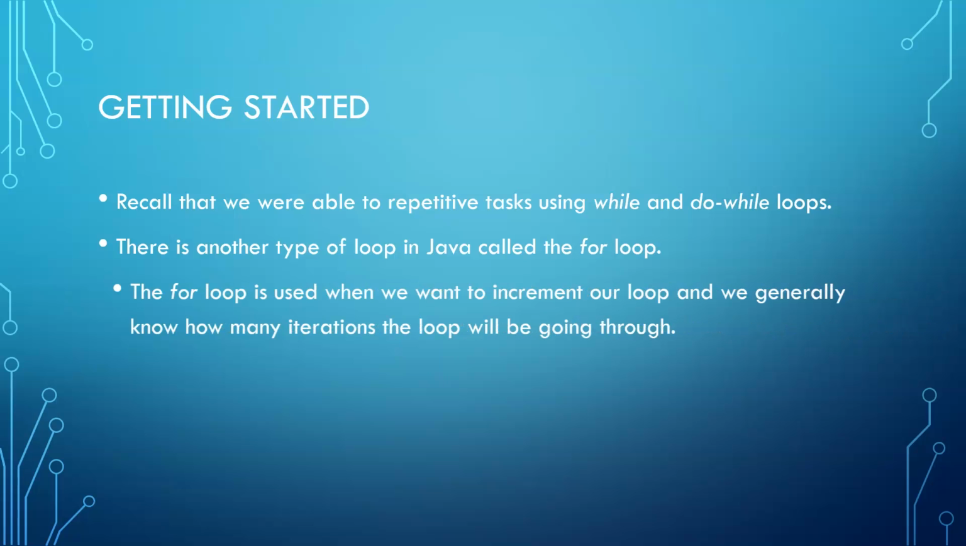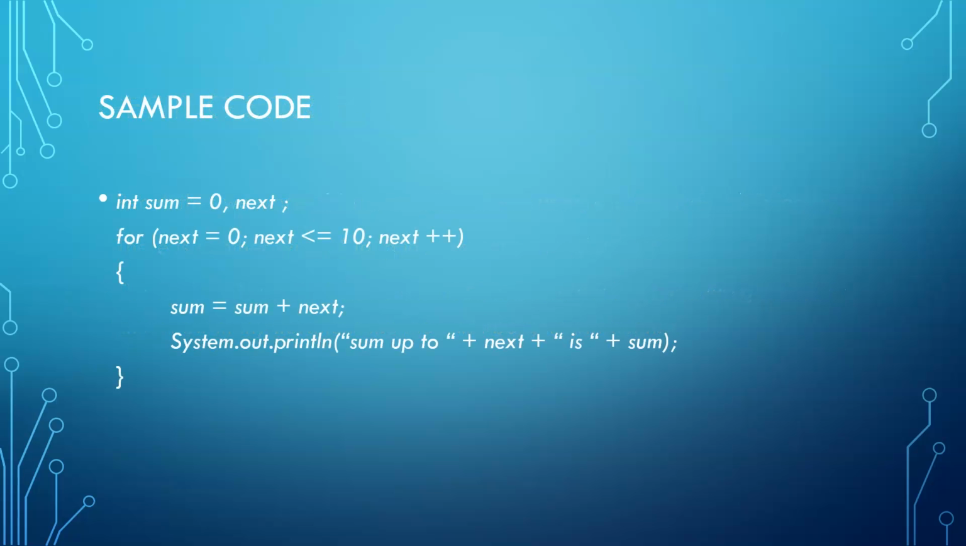The for loop is used a lot of times when we want to increment a loop and we generally know how many iterations of the loop we're going to be going through. Not always the case, but a lot of times this is where you'll see a for loop get implemented. So here's a quick sample code. int sum = 0; for (next = 0; next <= 10; next++) sum = sum + next; System.out.println("Sum up to next is " + sum).